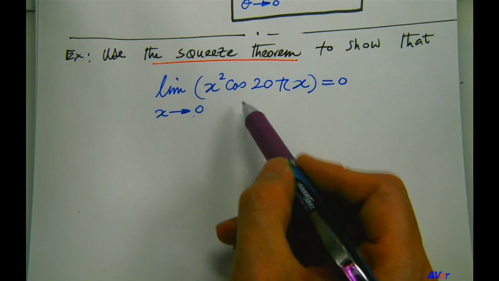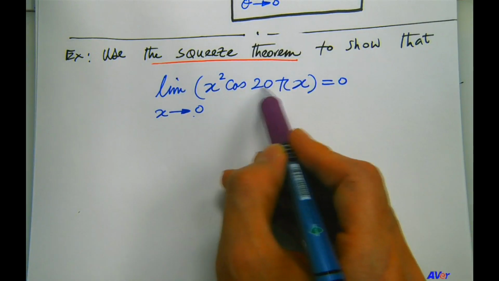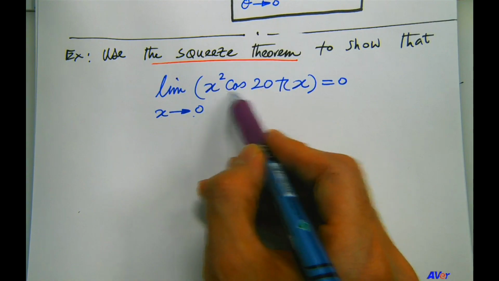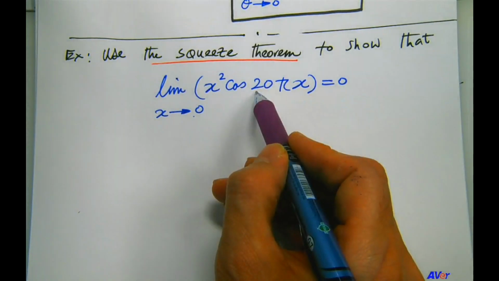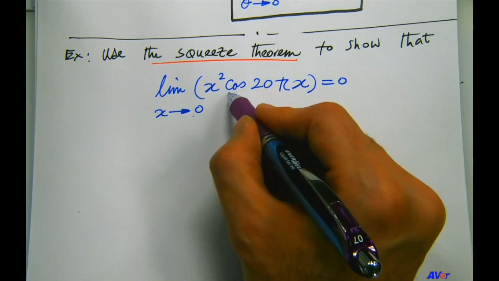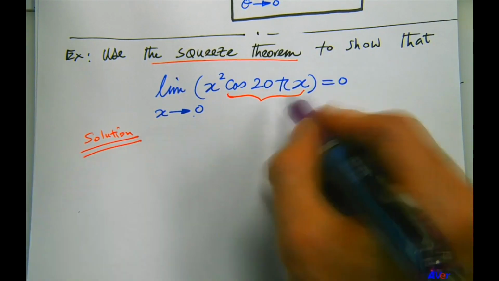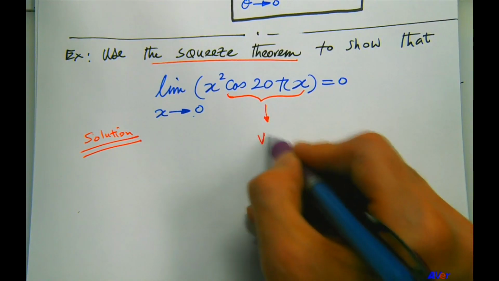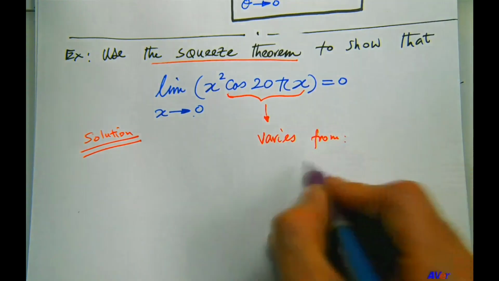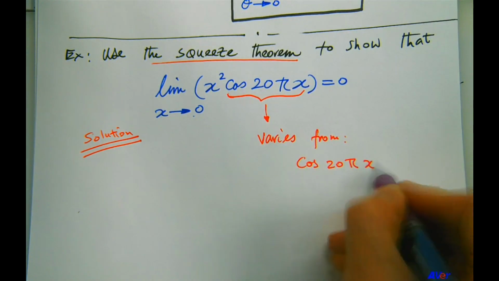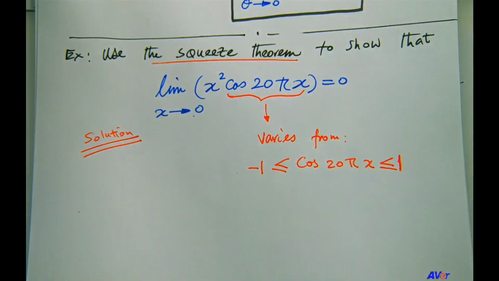Okay, first of all, we know that cosine of 20 pi x, remember from trigonometry, has a range, right? So it varies from -1 to 1. So, solution, this piece only varies, so let's write it down, cosine of 20 pi x varies between -1 and 1. Okay, we know that from trigonometry.